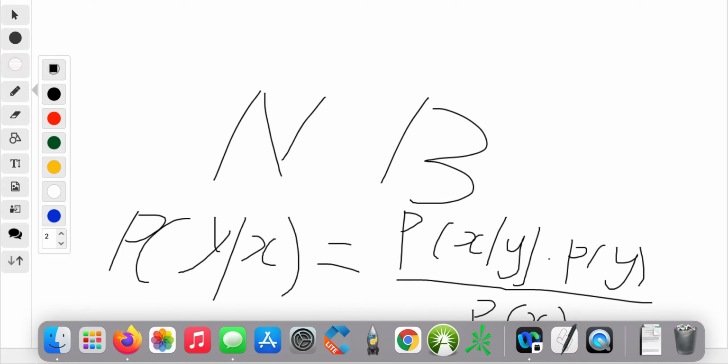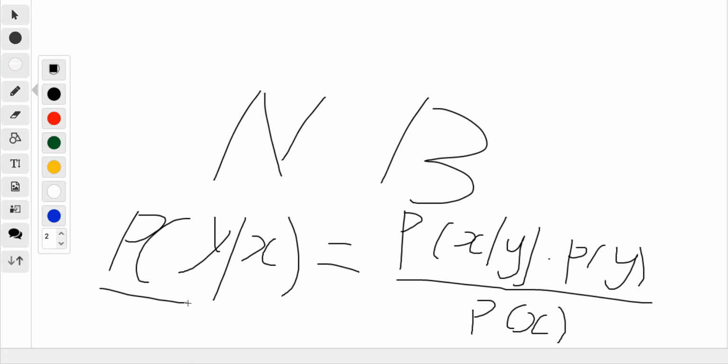So in this equation, the first is the posterior probability of a class or y, the target, given a predictor x or attributes. We can have a vector of attributes instead of just one. And P(y) is the prior probability of a class, and P(x given y) is the likelihood, which is the probability of the predictor given class. P(x) is the prior probability of the predictor.